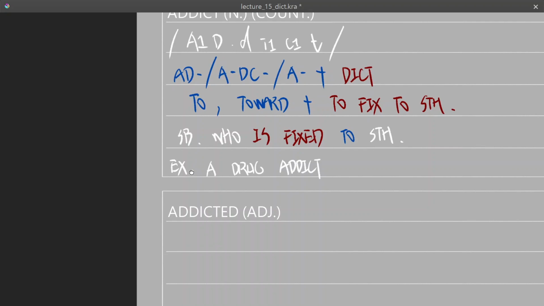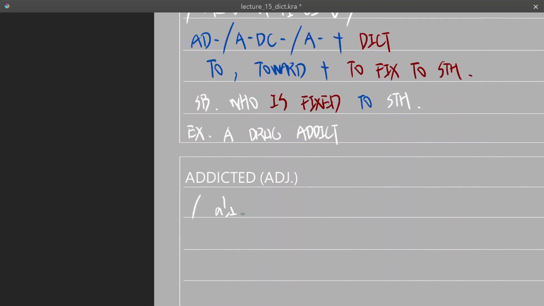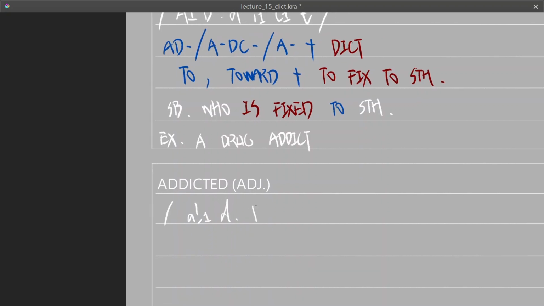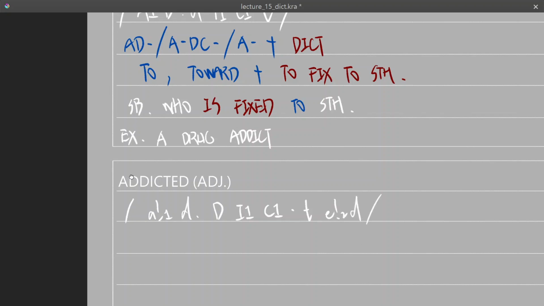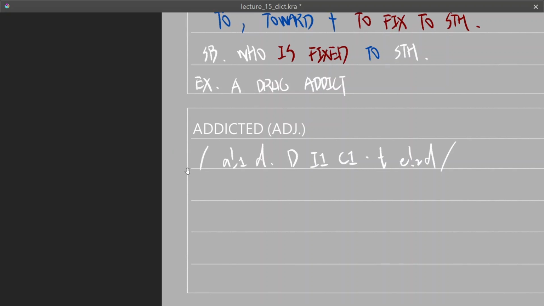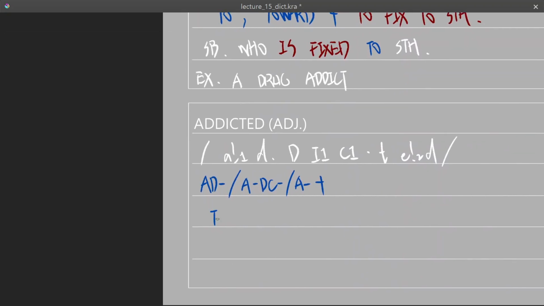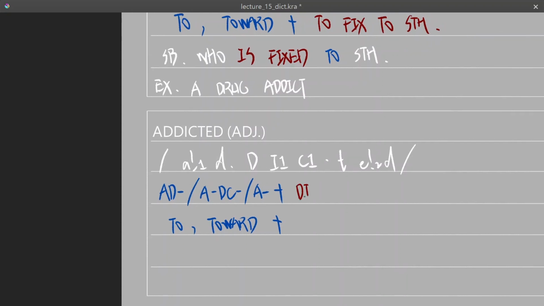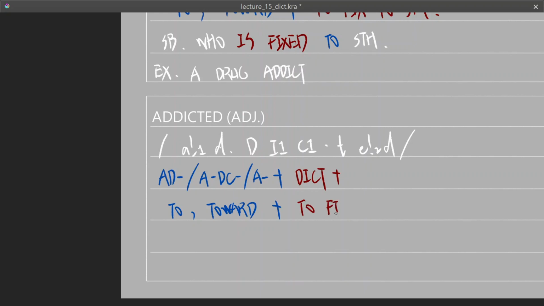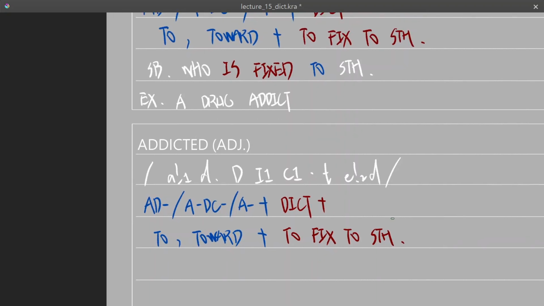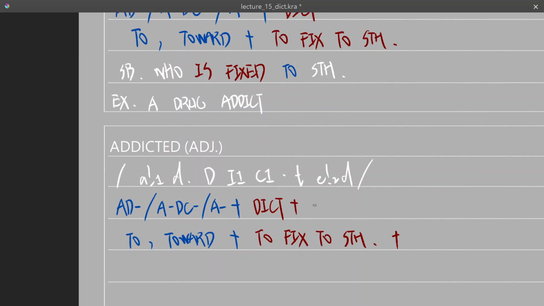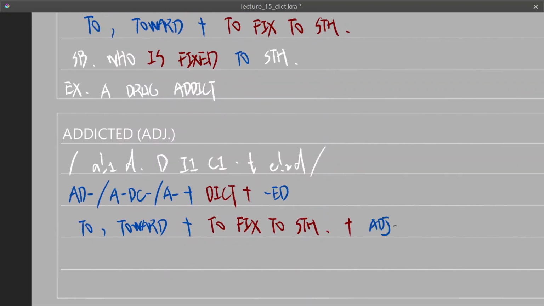Next we have addicted. All right. And again, we have the prefix ad, or a followed by double consonant, or the letter a itself, and it means to, or toward. And we have the root dict, meaning to fix to something. And lastly, we have the adjective suffix ed. That's an adjective suffix.